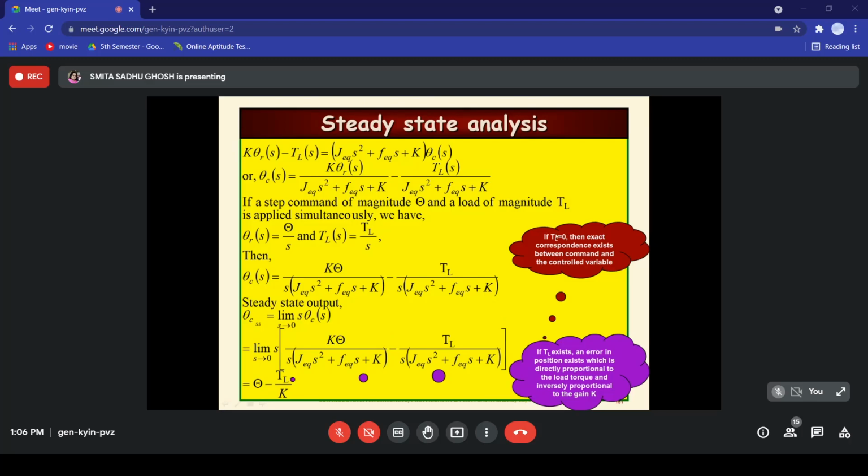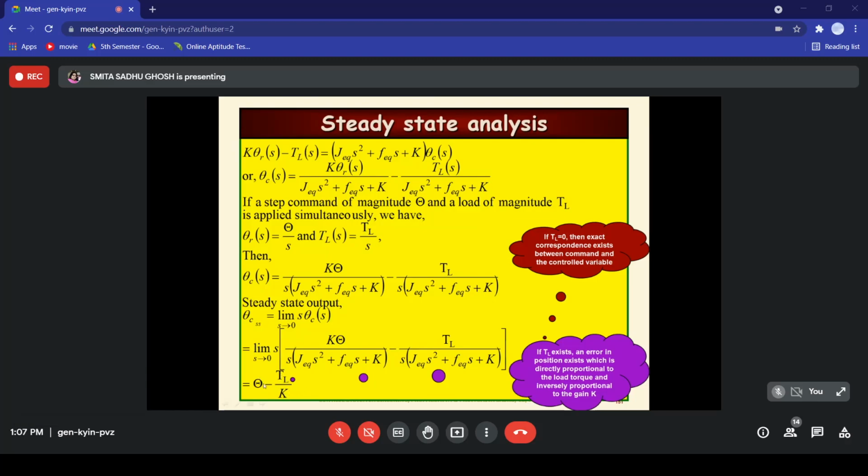When TL is equal to 0, there exists an exact correspondence between the input and the output. Input being capital theta, because that is the step that we have applied. Output will also be equal to capital theta in the steady state if there is no load torque. So there will be exact correspondence between the output and the input, and the system will perform the task of tracking the output.